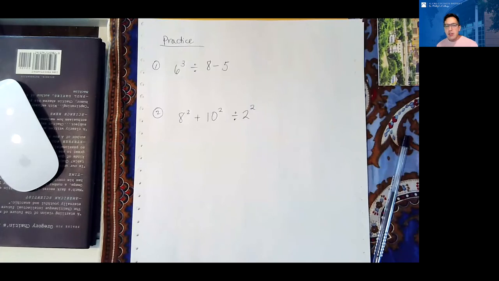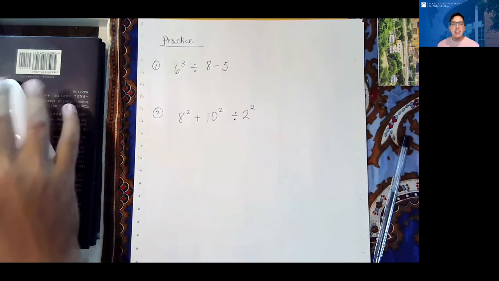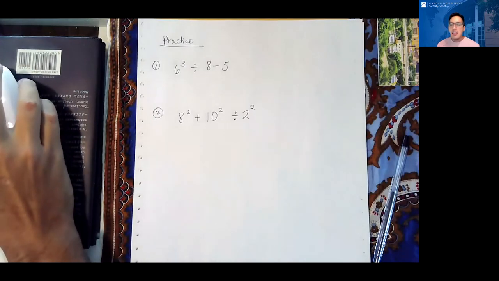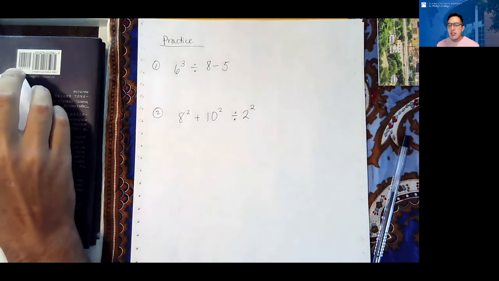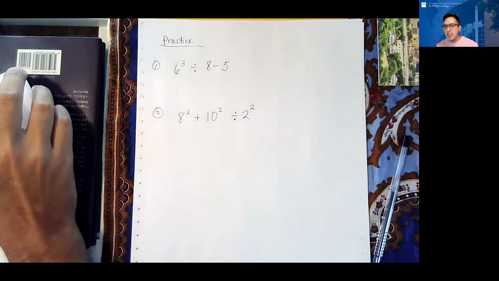And when you get the answers for these, you can go ahead and post them in the chat. You can separate them by a comma. That'll be fine. You can just type the answer to one and then comma the answer to the second one.